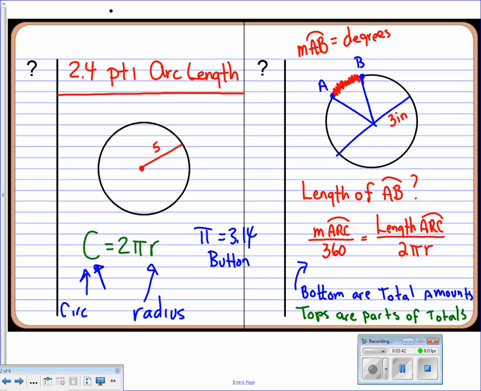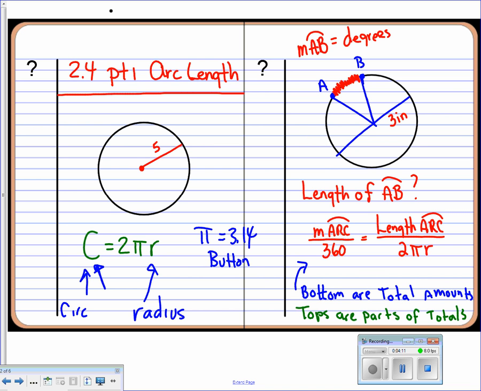Okay, so the bottom numbers, the 360 and the 2 pi r, represent the total amounts of the concepts we're dealing with. So on the left side it says 360 because the entire amount of arc measurement is 360 degrees. On the right-hand side, the total amount of length around a circle is known as circumference, and that's 2 pi r. So the bottoms are the total amounts available to us for these concepts we're dealing with.